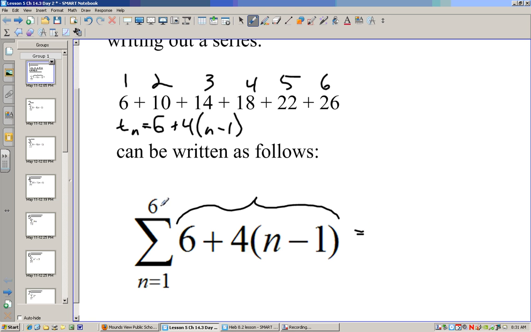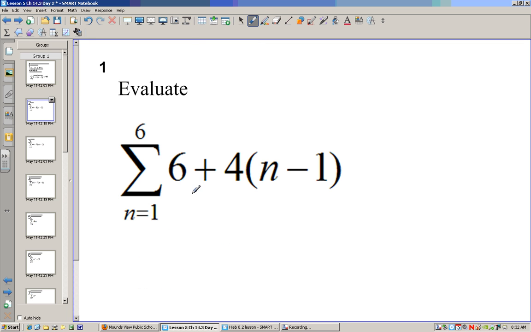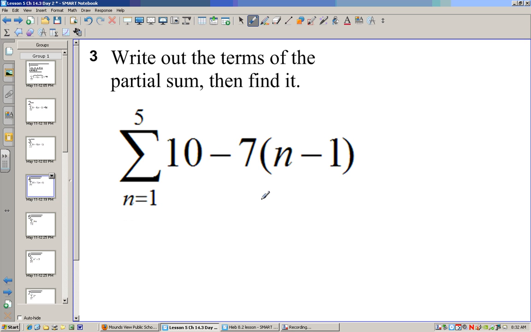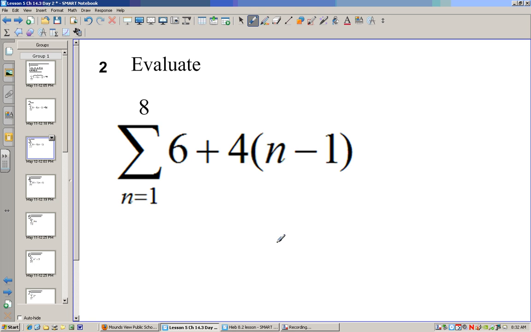So when it has this, what it's looking for is an actual answer. So the answer of this would be 6 plus 10 plus 14 plus 18 plus 22 plus 26, which is 96. So that's the sum of all those digits. It is 96. We already did this one, 96. So let's look at this one.